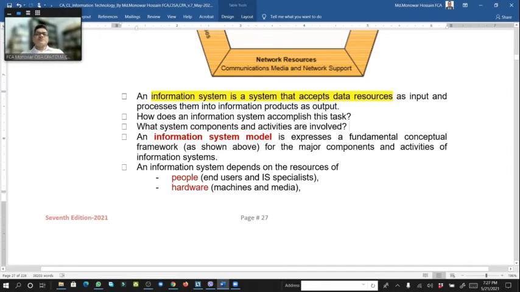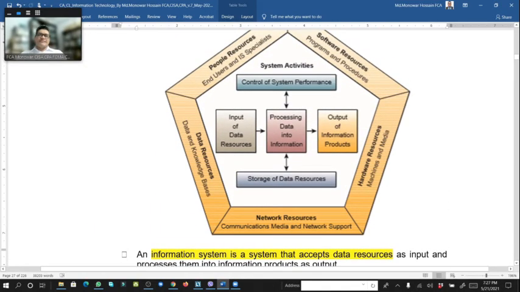How does an information system accomplish this task? What system components or activities are involved? We can say that an information system model expresses a fundamental conceptual framework. That framework is this one.